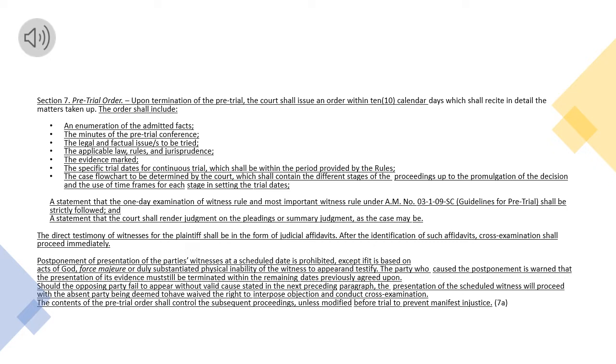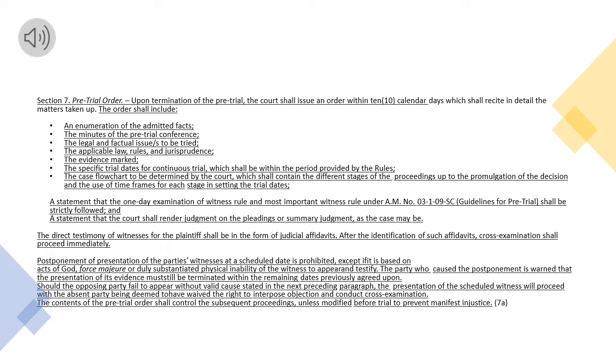A statement that the one-day examination of witness rule and most important witness rule under AM No. 03-1-09 SC, guidelines for pre-trial, shall be strictly followed, and a statement that the court shall render judgment on the pleadings or summary judgment, as the case may be. The direct testimony of witnesses for the plaintiff shall be in the form of judicial affidavits. After the identification of such affidavits, cross-examination shall proceed immediately.